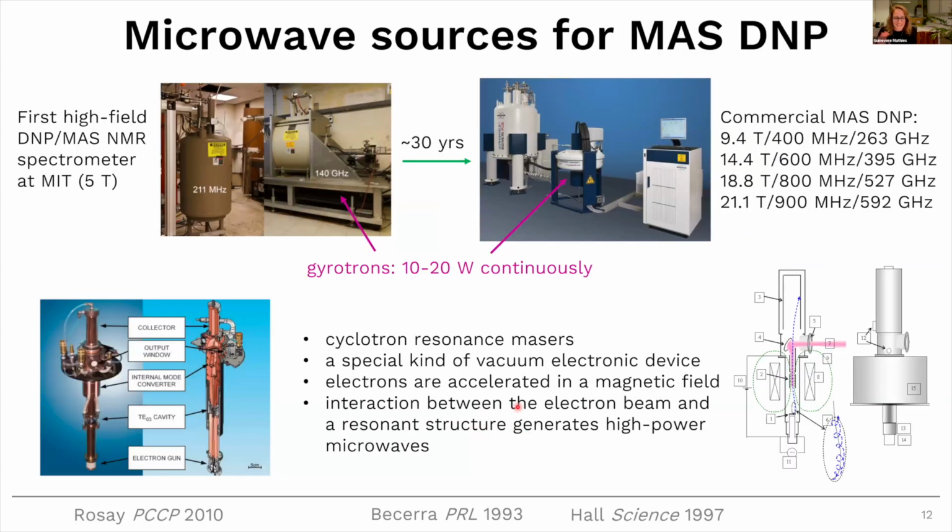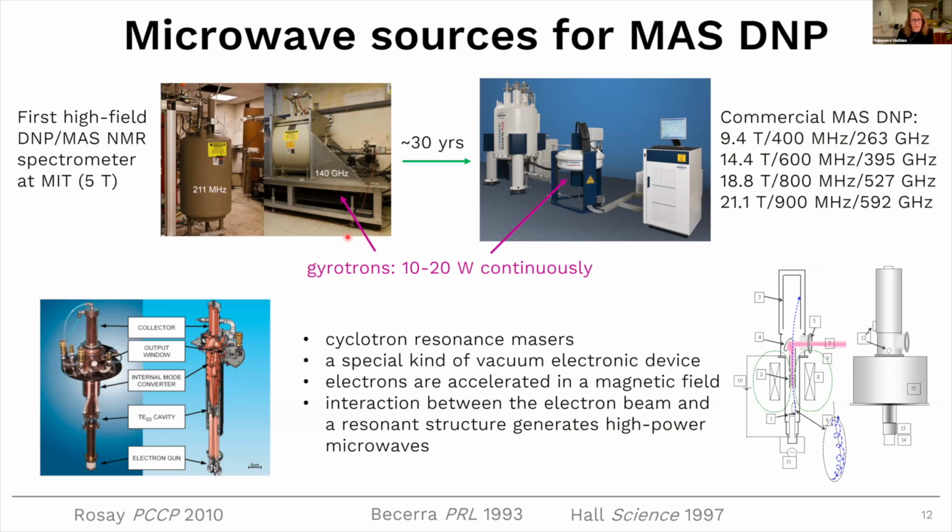So now, in this series of tutorials, there are already several tutorials on MAS DNP. So I don't want to go into the technical aspects of that and the tremendous development that has taken place over the last decades. I just want to highlight one part of the instrumentation that's actually crucial in getting high field MAS DNP to work. And that is the microwave source.